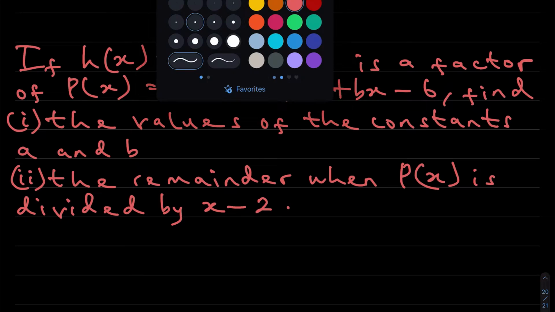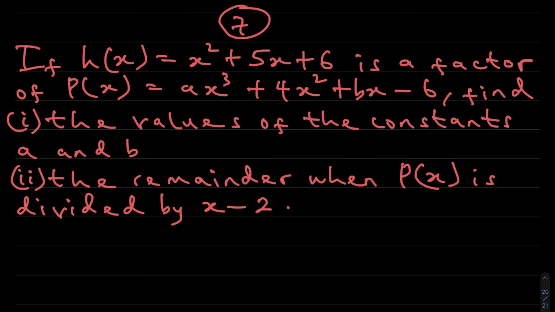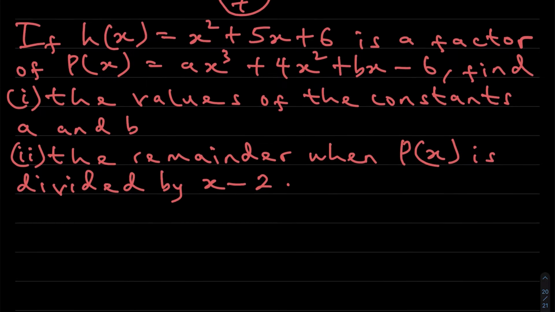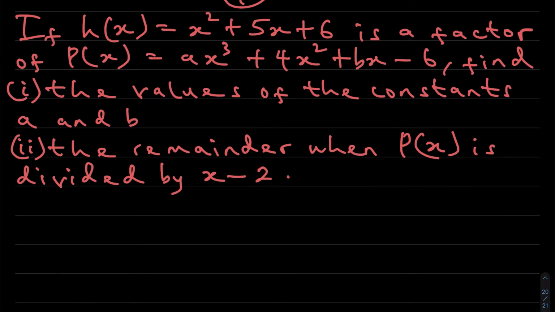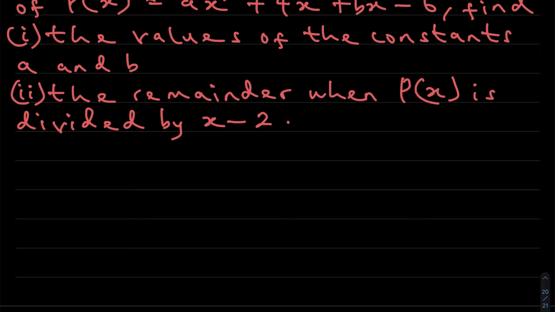Yeah, that's number 7. And it says if h of x equals x squared plus 5x plus 6 is a factor of p of x equals ax cubed plus 4x squared plus bx minus 6. Find, Roman figure 1, the values of the constants a and b. Roman figure 2, the remainder when p of x is divided by x minus 2. Okay, that's a simple one too. We go to the solution.